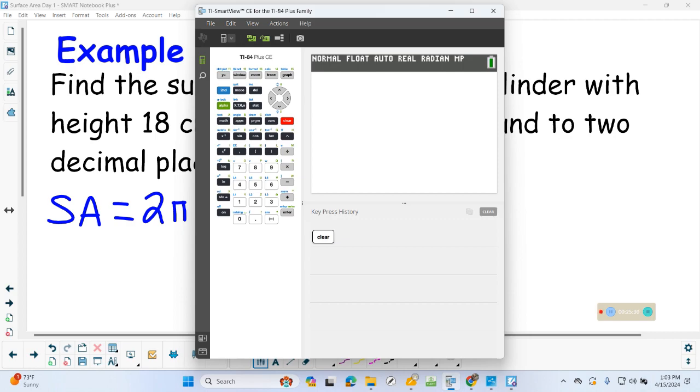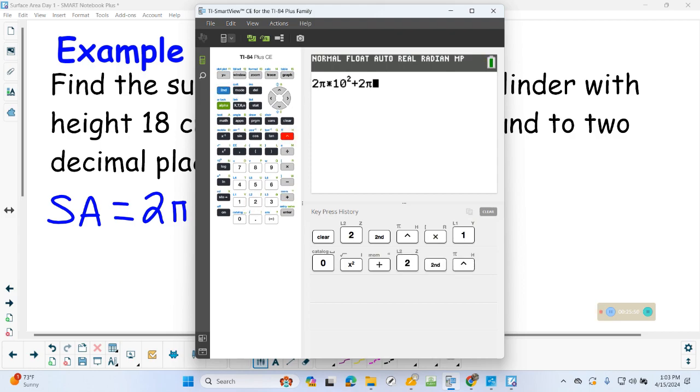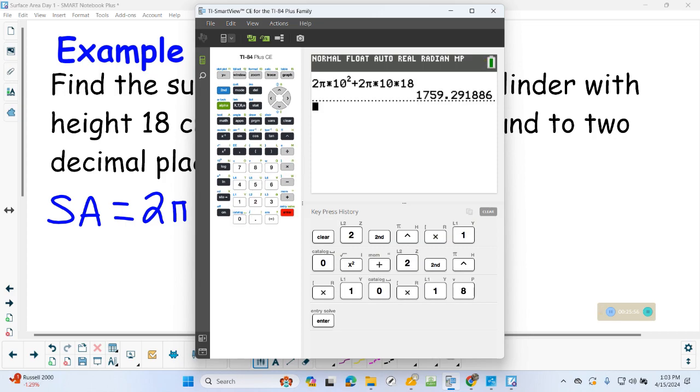So I got 1,750. I don't do anything fancy, I just literally type in what it's saying, times 10 squared. I can't always say times 10 squared, because I know what 10 squared is. What's 10 squared? 100. So I just do times 100, plus, of course, 2 pi times 10, and then our height was 18.